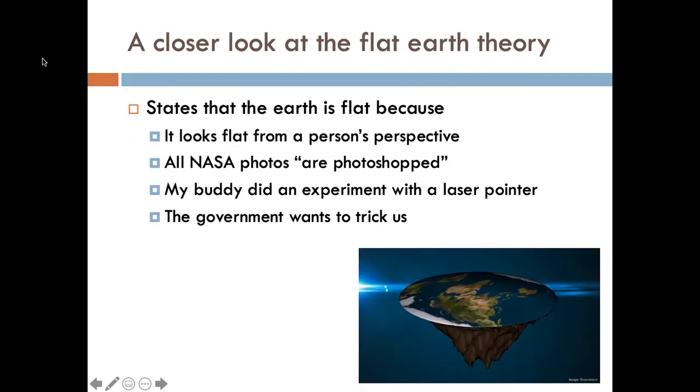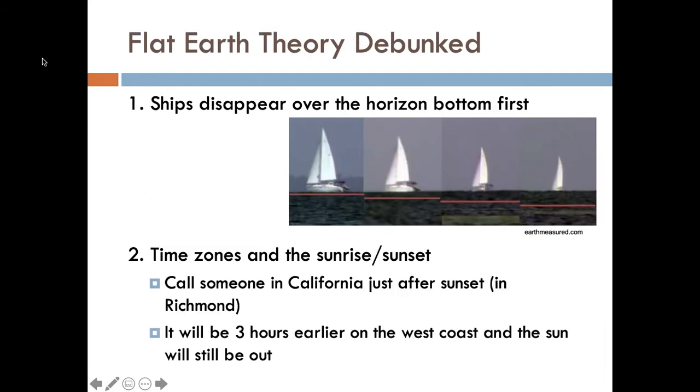Let's take a little bit of a closer look at the flat Earth theory because it's gained some prominence in the media somewhat recently. The flat Earth theory states that the Earth is flat because it looks flat from a person's perspective. They say that all NASA photos are photoshopped. There are some kind of half-baked experiments online, and people who believe in flat Earth theory tend to be distrustful of scientific agencies funded by the government.